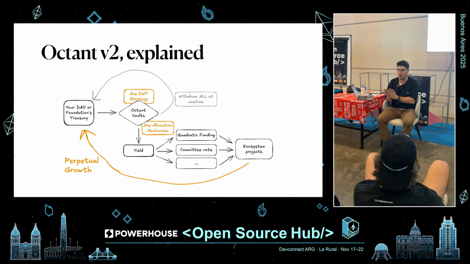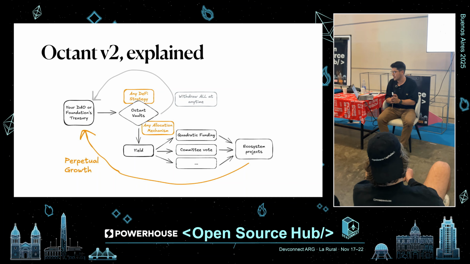Our vaults are a fork of Yearn, a friendly fork of Yearn, and the yield that you generate can be withdrawn at any time, but it can also be allocated with any allocation mechanism that exists out there. We're gonna keep adding more mechanisms. Right now we're working on the quadratic funding one, and a committee-based one, and also streaming quadratic funding, which is more like a continuous way of funding things, still using the quadratic formula. So yeah, this means perpetual growth for the DAO and the ecosystem.